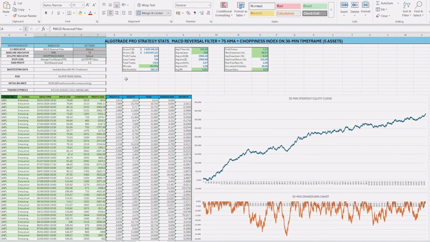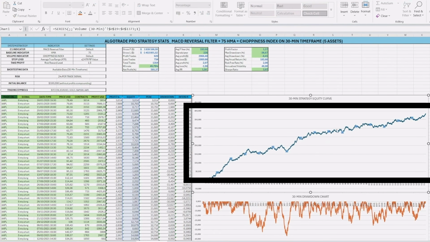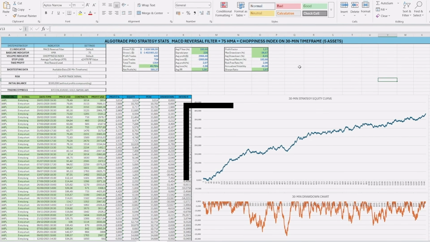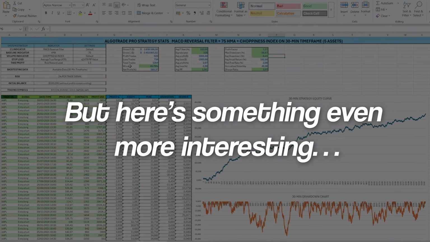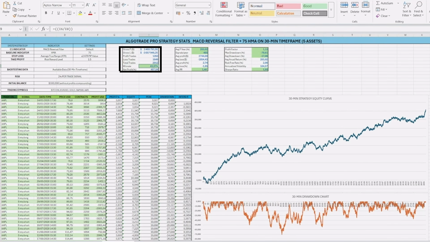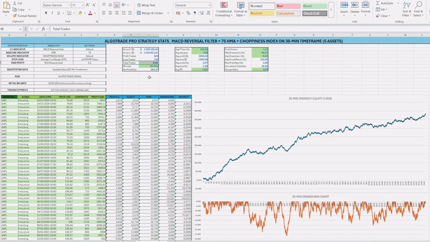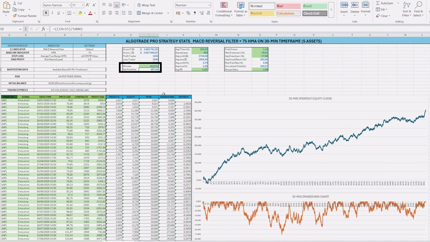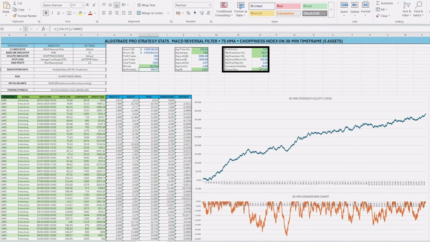Once we look at the results, the improvement is very clear. The win rate increases to around 45%, which is the highest we have seen so far. The equity curve becomes much smoother and more consistent, and the drawdown drops significantly. But here's something even more interesting. Even with less than half the number of trades compared to using the whole moving average alone, the total profit remained almost the same. Which means we are not just trading less, we are trading smarter.